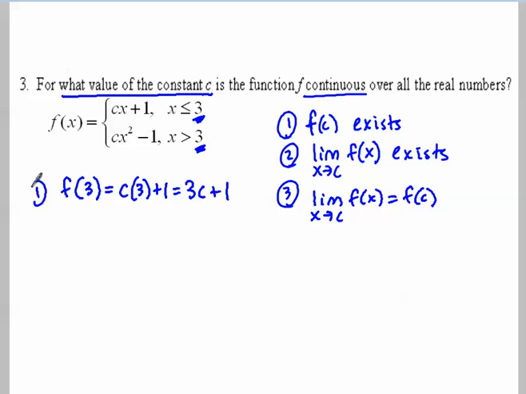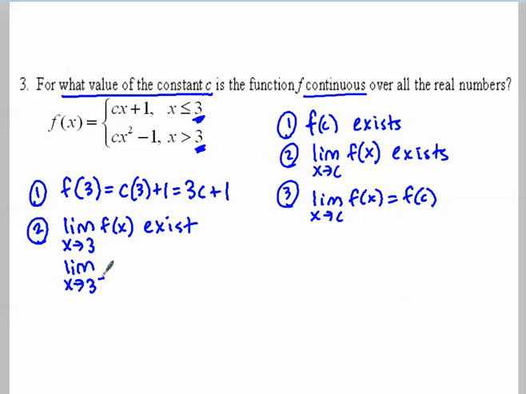So let's go ahead to the second part of the definition. The second part says I need a limit. So the limit as x approaches 3 for this function has to exist. Now remember, that means from the left and from the right. So let's do the limit as x approaches 3 from the left. Less than 3 is cx plus 1, and that has to equal the limit as x approaches 3 from the right. Bigger than 3, that's going to be this one, cx squared minus 1.